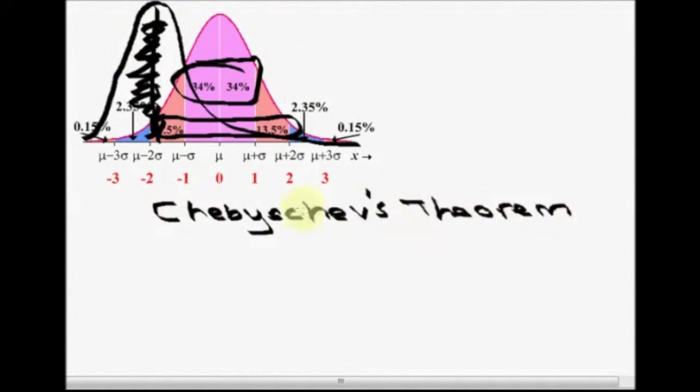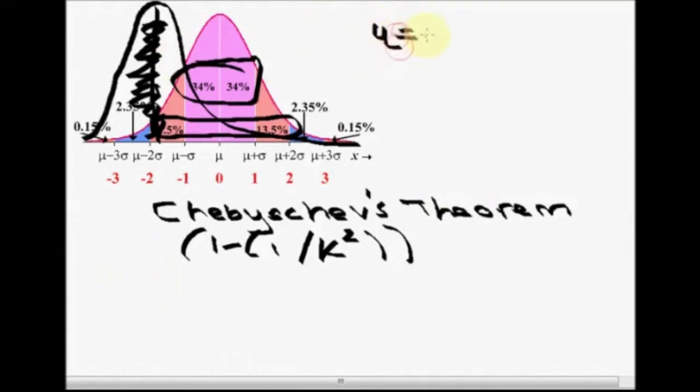Chebyshev's theorem tells us that we can use this formula, 1 minus 1 divided by k squared, to tell how many observations you'd expect to find within a certain number of standard deviations from the mean for any distribution, not just normal distribution. So how does this work? Well, let's try a sample problem. Say we have a left skewed distribution and the mean mu is 4.99 and our standard deviation is 3.13.